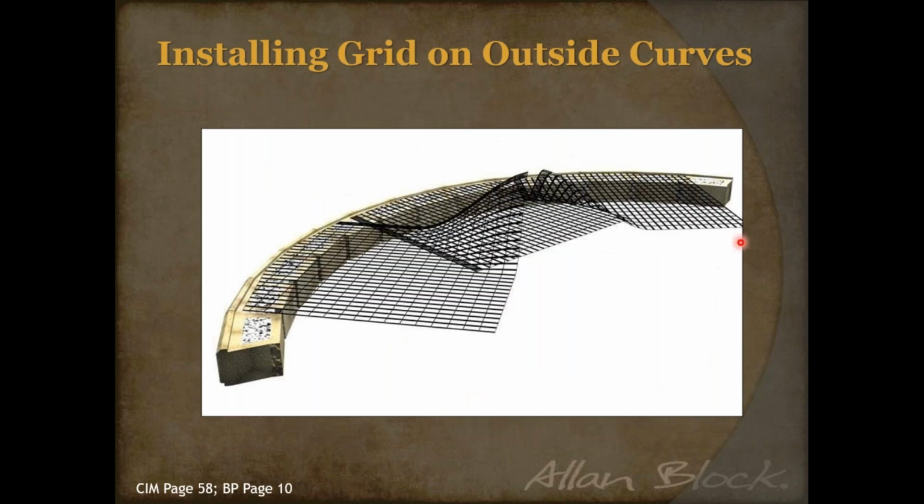Then on the flip side, when you're talking about these outside radiuses, again, a rectangular piece trying to go around a fluid curve, you're going to see that it pinches up on you, and now you're going to have an overlap.